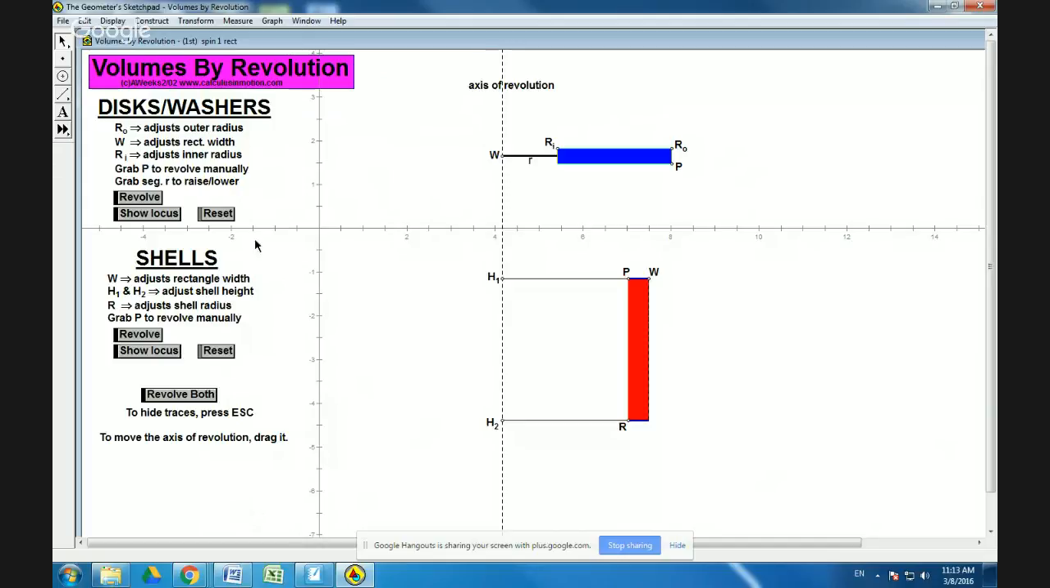You do not have to worry about shells. Do not worry about the red one. All we have to worry about in AB is discs and washers. If I said, what does a disc look like? Yeah, it's the flat cylinder, actually. It's a circle, though, a frisbee. What about a washer? It has a hole in it.